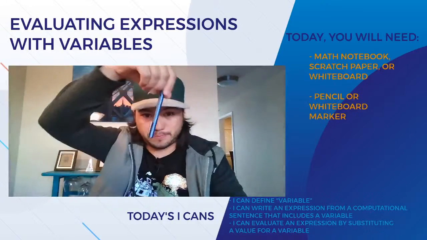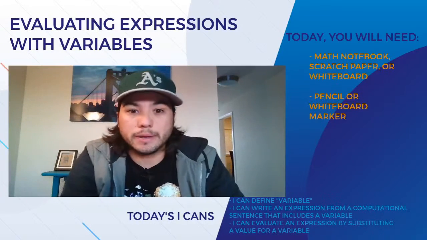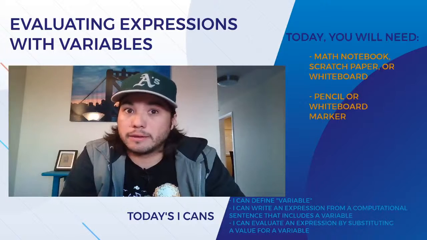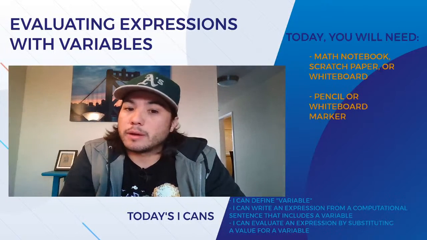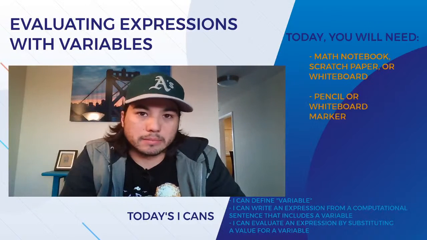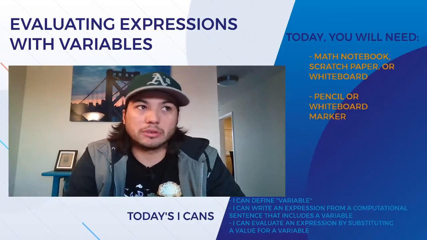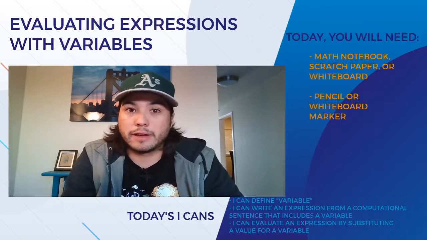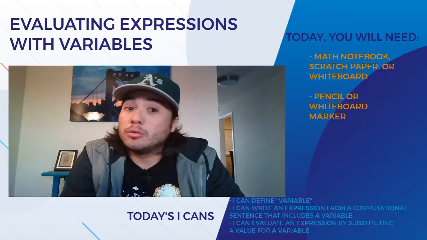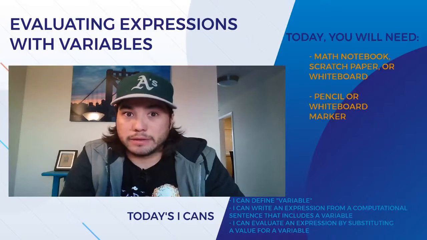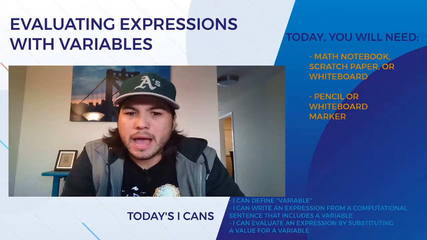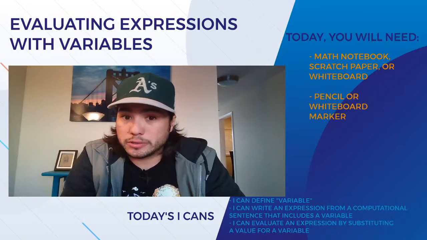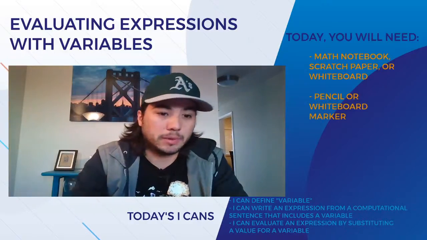So there's what you're going to need. There's the I cans. I'm going to read them for you. It says, I can define variable. We're going to do that on the next slide. I can write an expression from a computational sentence. Remember, that's a sentence that tells you to compute something, like add 5 and 10, right? That includes a variable. So in this case, add 5 and x. What would that look like as an expression? And then I can evaluate an expression by substituting a value for a variable. So let's jump right into it.